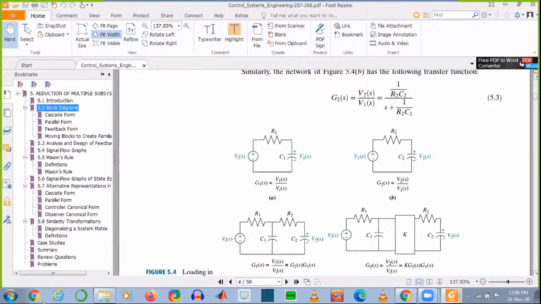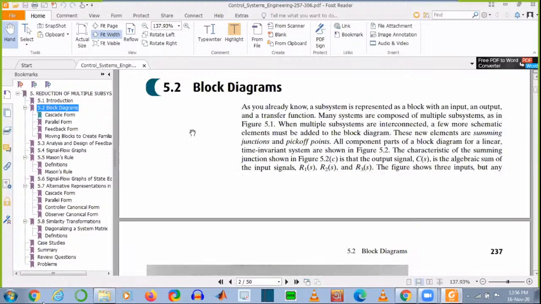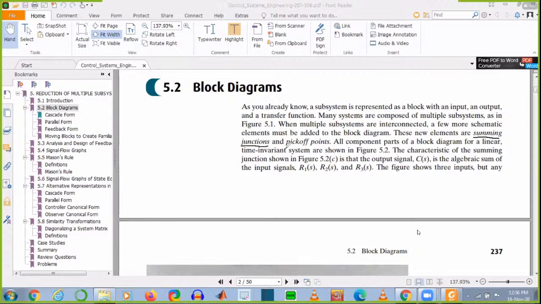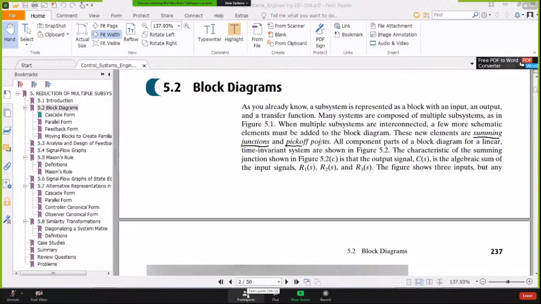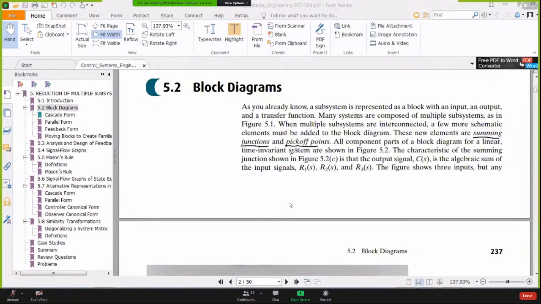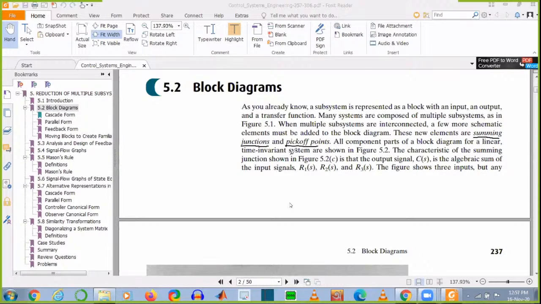So we started the rules. Here's the block diagram. You can also study those. They call it summing junction; we call it summing point. Doesn't matter. You can see they have written summing junction, pickup points. In some books it is called summing point and they're calling it summing junction. Those are similar things.